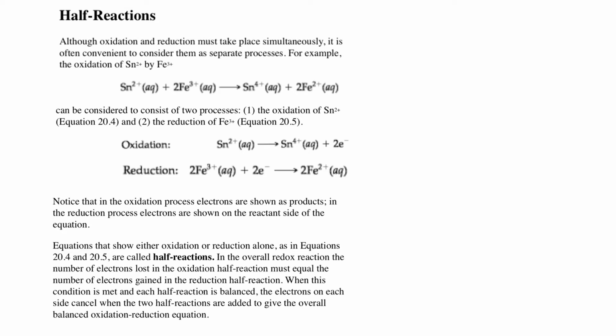In the overall redox reaction, the number of electrons lost in the oxidation half reaction must equal the number of electrons gained in the reduction half reaction. When this condition is met and each half reaction is balanced, the electrons on each side cancel when the two half reactions are added to give the overall balanced oxidation reduction equation.